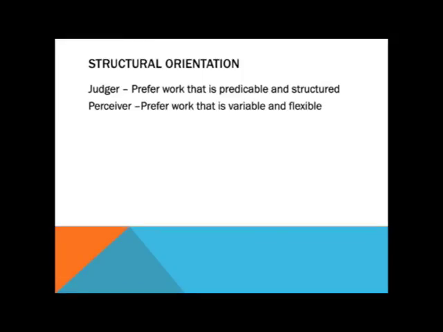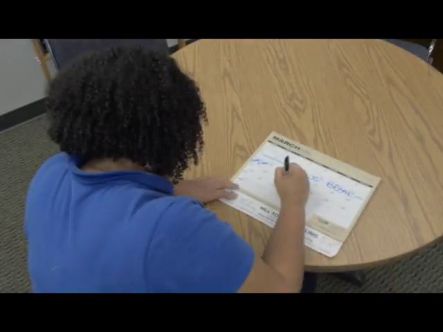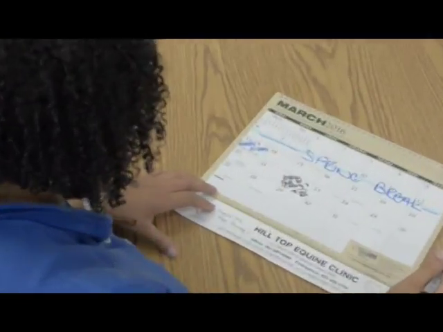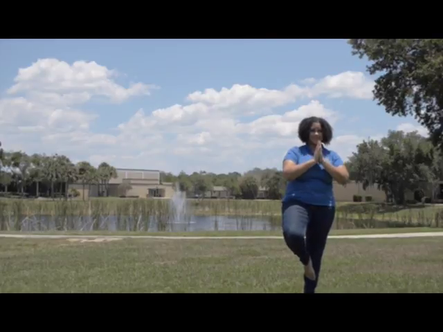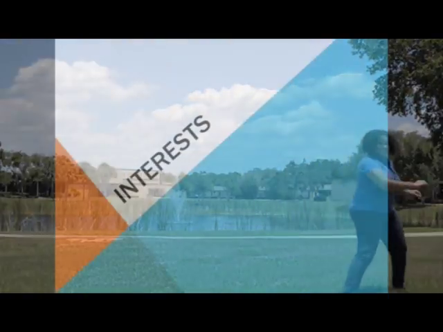Lastly, we have the mouthful known as structural orientation. What the heck does that mean? An easier way to think of it is answering the question of how organized or less organized you prefer your work to be. Judgers want an organized, predictable day. Perceivers, on the other hand, prefer a more flexible workplace.